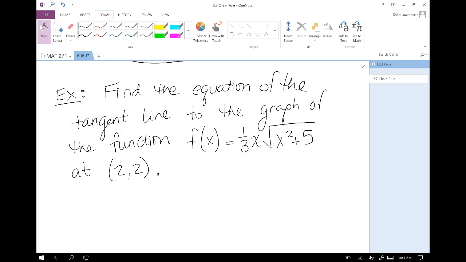Or 1/3 x, would that x go from the top or the bottom? 1/3 x. The x, does the x have a negative power? Then it would go to the top.